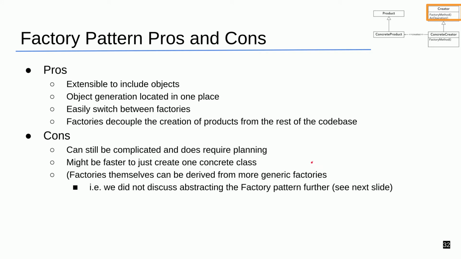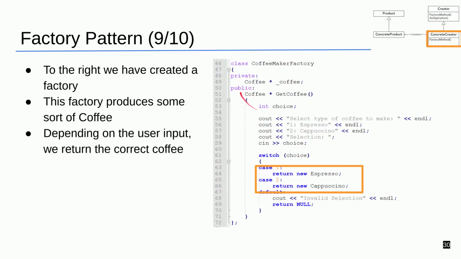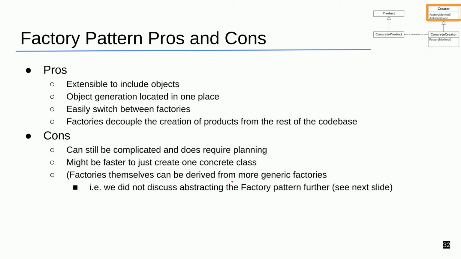And then there's a little bit of a performance overhead here. It might be faster to just create one concrete class rather than jumping through a lot of hoops, going through this base class to generate an object. If we know that we exactly need an espresso, why not just generate an espresso? Okay, so if it's performance sensitive, you probably could avoid factories. Again, you can always just instantiate an object whenever you want. So there might be some speed penalties there.